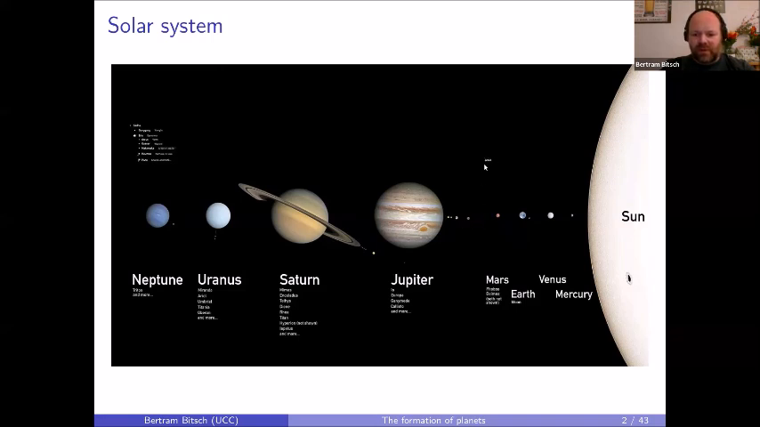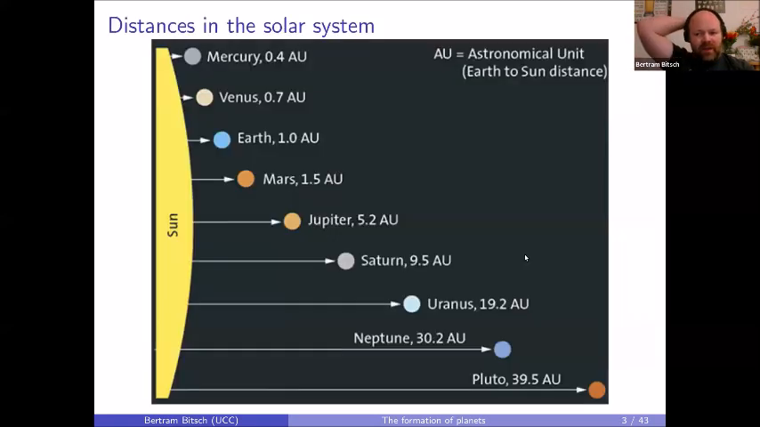Just for perspective, these asteroids are very small. You see maybe here on the top, this very, very tiny white dot. This is Ceres, the biggest asteroid in the asteroid belt, and you see how tiny it is compared to even the terrestrial planets. Now, very importantly, I will talk a lot about the distances from the planets to the sun or to a central star. So we normally use this unit, the astronomical unit, which is the distance between the sun and the Earth. So the Earth has a distance of 1 astronomical unit.